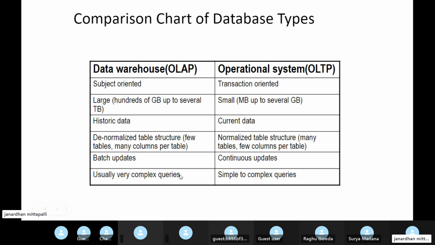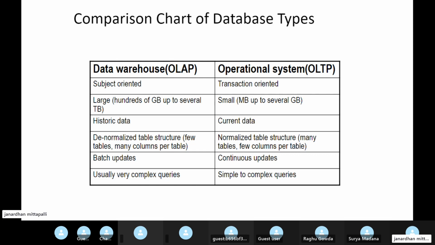Usually there are very complex queries in OLAP, since we have all the historical data. If your user wants to perform different operations based on their data and business requirements, we use very complex queries here. And in OLTP, simple to complex queries. Even there it can be complex, but not much. Mostly we have simple queries, and in some cases complex ones, depending on business user requirements and the data as well.